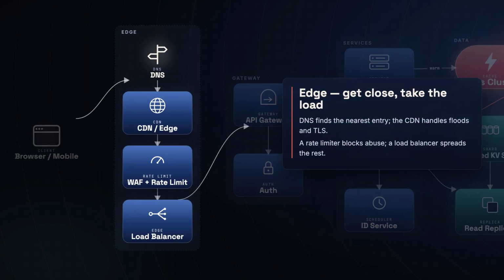Start at the very front, before a request even reaches our code. A few systems prepare the way. DNS points the users to the nearest server. The CDN handles sudden traffic spikes and the secure handshake. A rate limiter throws away the obvious abuse, and a load balancer spreads the traffic evenly. None of this is clever, it's all just so heavy traffic never reaches the core.